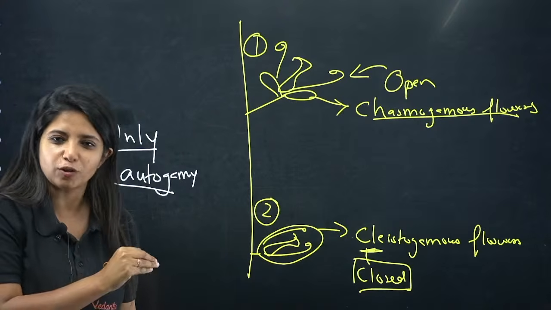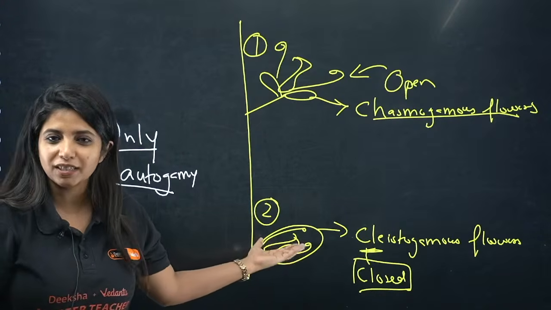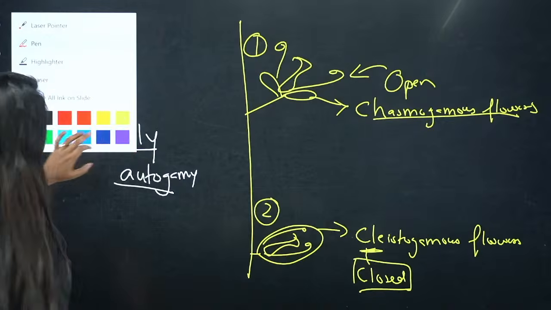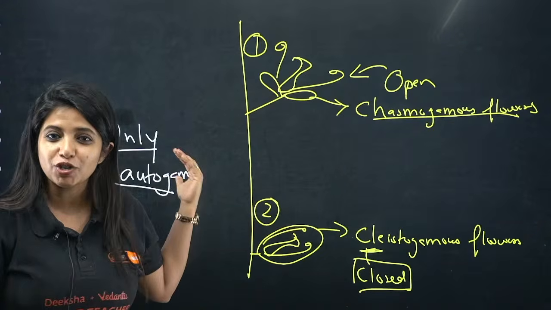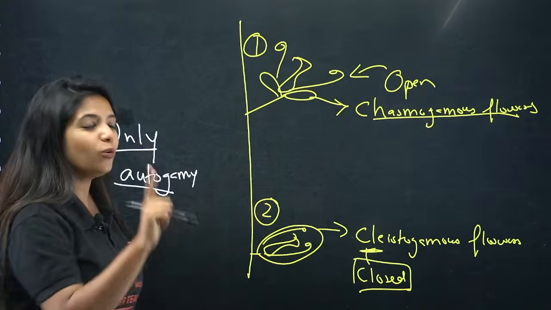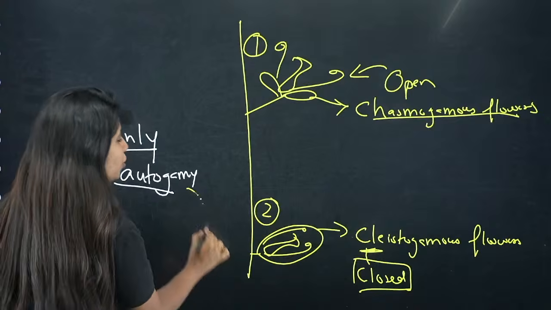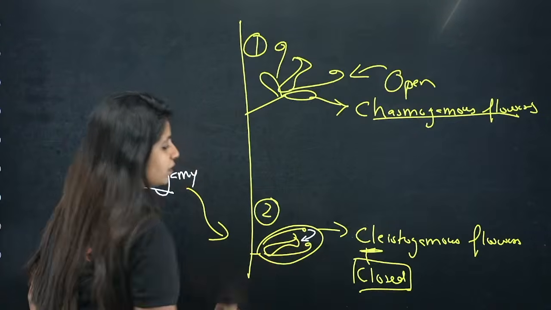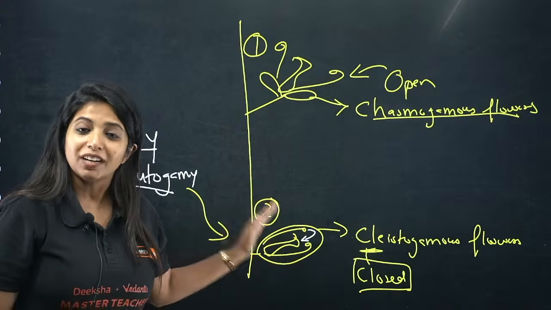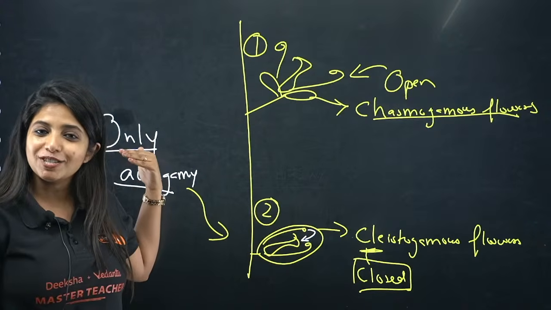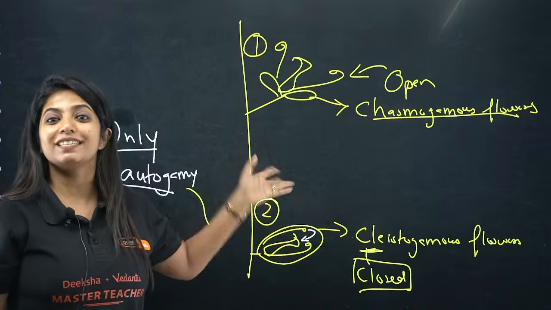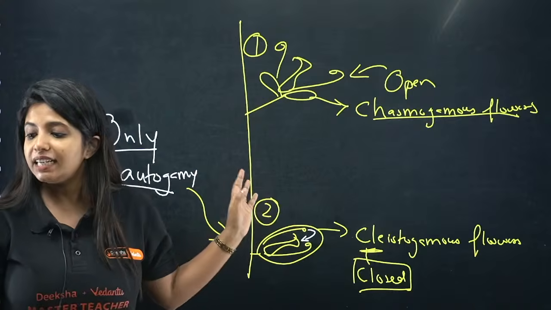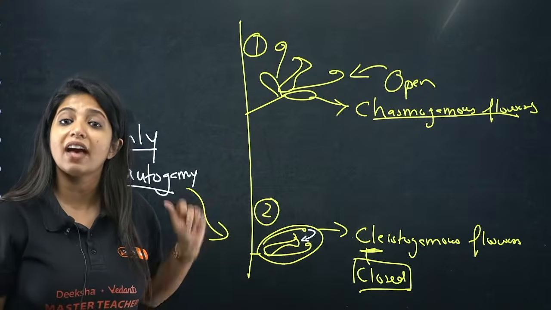Similarly over here, this closed flower, does it have any option for cross-pollination to happen? No. Only one thing can happen, and that is autogamy. Autogamy means the pollen grains over here will land on the stigma of the same flower. Can it undergo cross-pollination, known as geitonogamy or xenogamy? It cannot, because it does not have an option.